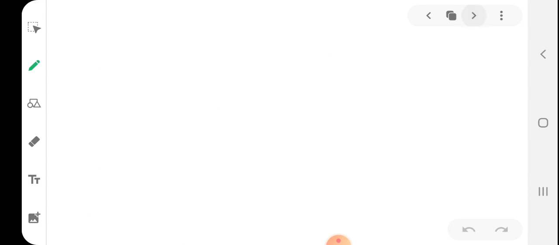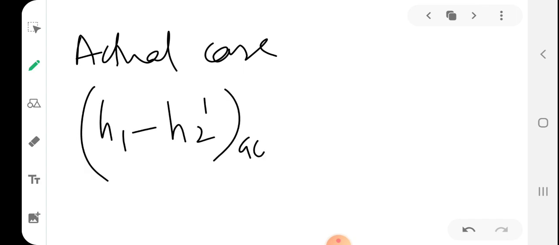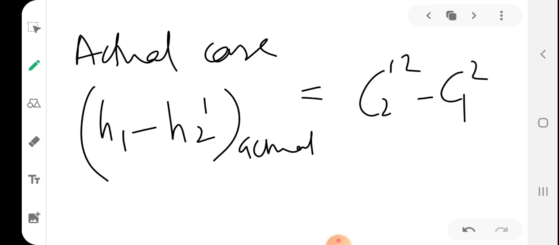In the actual case, you just notate it as H1 minus H2 dash. So H2 dash, the actual, equals C2 square minus C1 square. Okay, so this is the actual case. So the actual velocity C2 will be different. In the actual case I will show it.